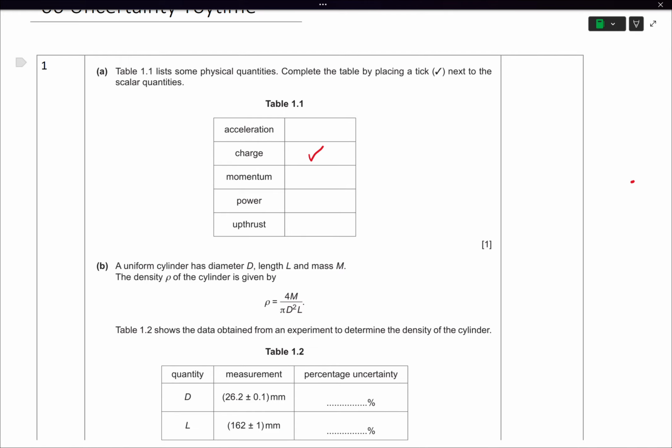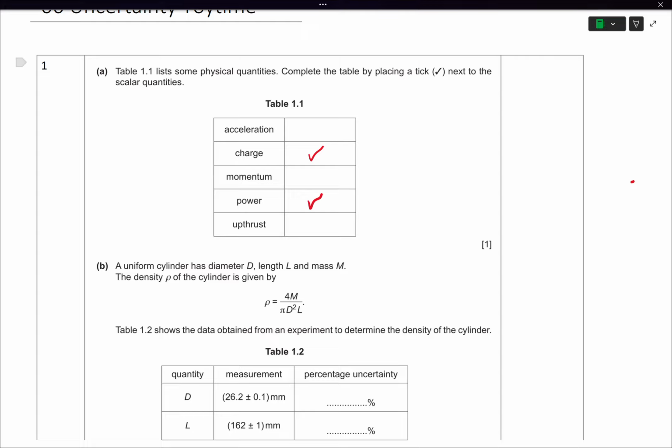Charge only has a quantity. There's no direction associated with it. Momentum is a vector. That's important to remember. If two things collide head-on, the positive and the negative momentums might add up to 0, so two things can collide head-on and stop, so it's definitely a vector.